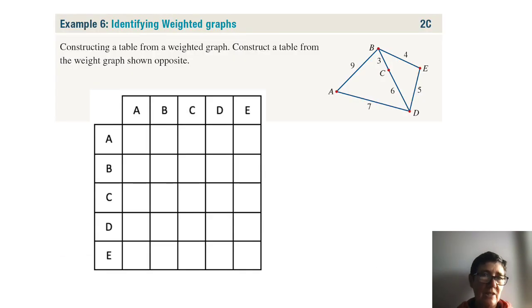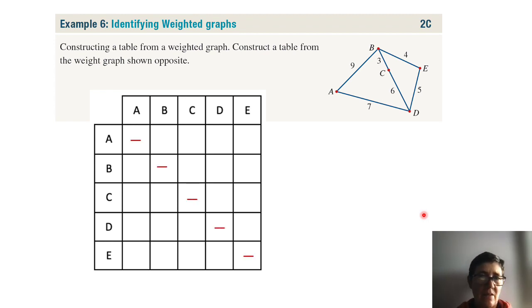The next question says, here's the network, put it in the table. So the first thing I'm going to do is, where these things cross, we're going to put the weighted edge in here. A to A. There is no A to A. A is just A. So the first thing I'm going to do is go down the center of this table and fill it up with, no, it doesn't exist.